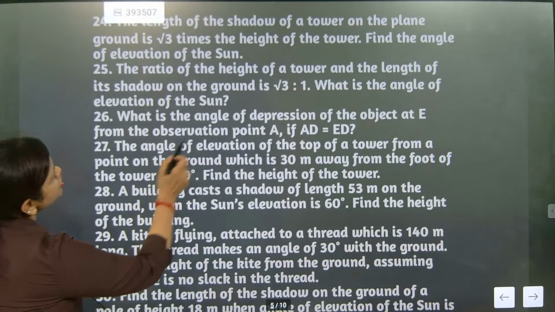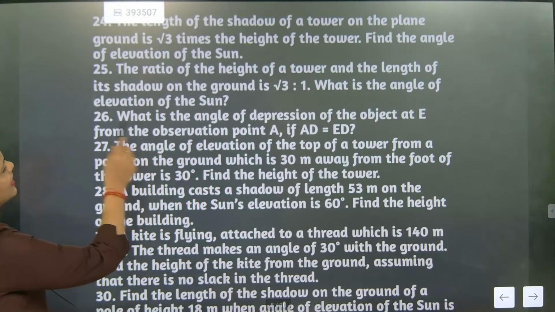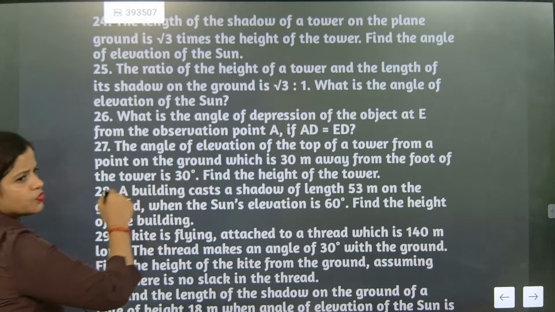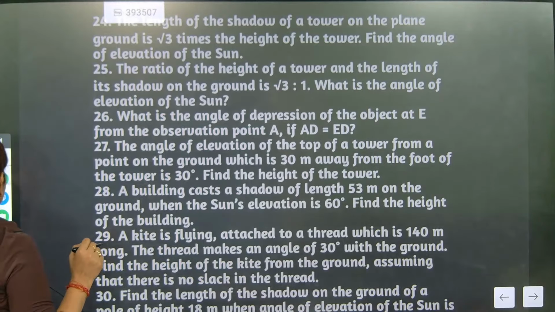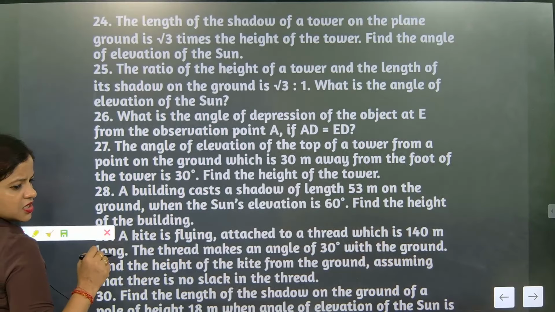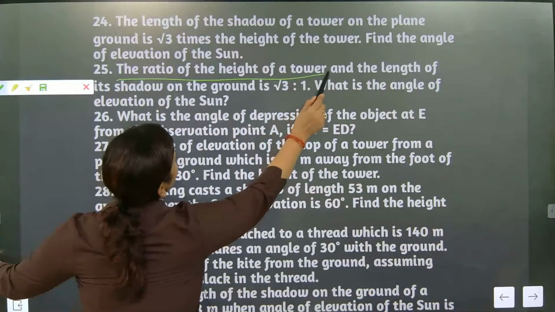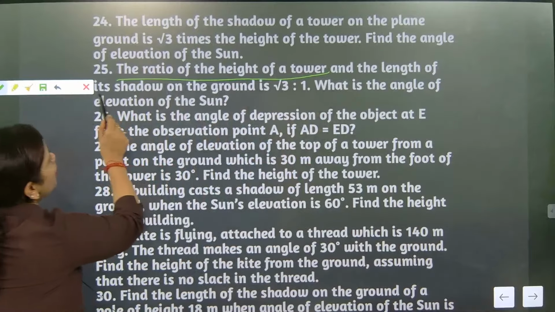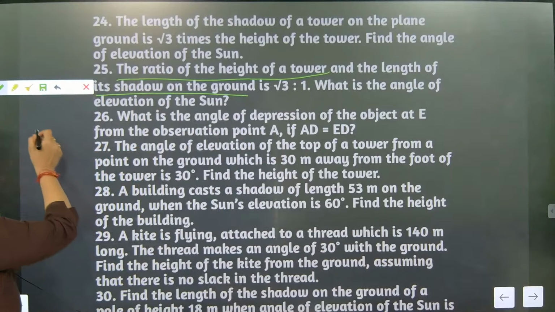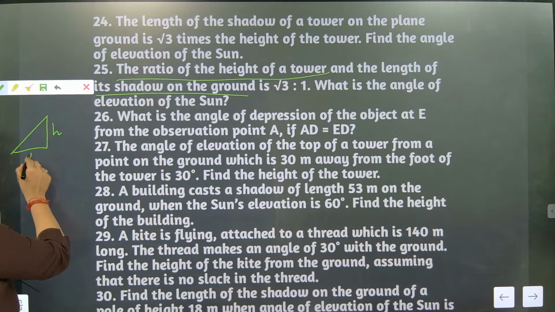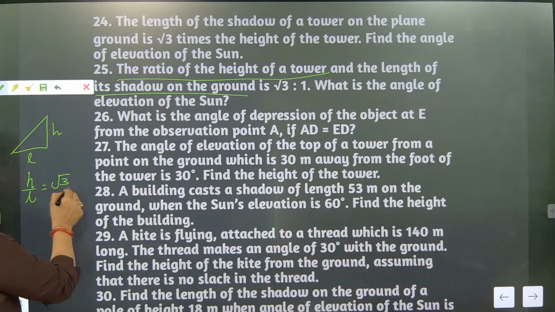Now, the ratio of height of the tower and the length of its shadow is 3 root 3 is to 1. Is it visible to class? Because I need some space to solve here. See, look here. Question number 25. The ratio of height of the tower to length of its shadow. So this is height and this is length of shadow. The ratio between height and length is exactly root 3 by 1.